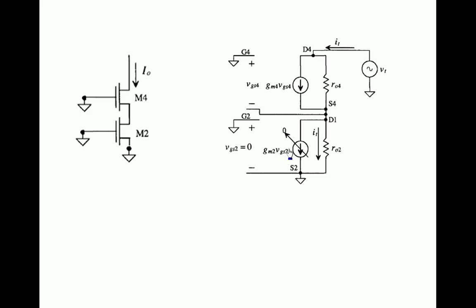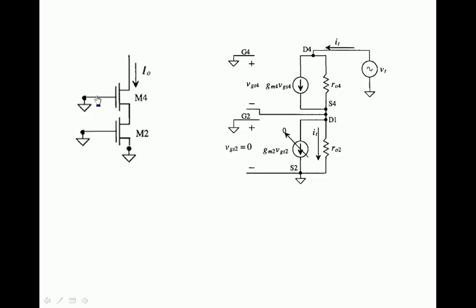Simply, M4 and M2 are replaced with equivalent models. In the equivalent model, there is a current source followed by a resistor. The current source is nothing but gm times VGS, and the resistance is the output impedance r0. Since it is M4, it is gm4 VGS4 and r04. This is M2, so it is gm2 VGS2 and r02. And VGS2 is 0 from the circuit diagram, so this current source is neglected.